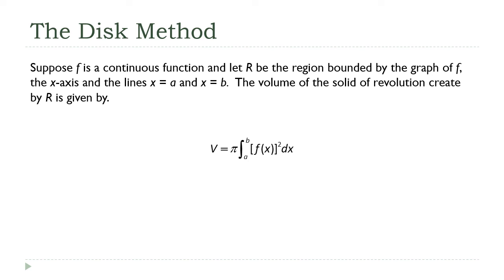And this has a name. It's called the disk method. If you look back at the diagram, those parallel cross sections look like disks. So this is where the name comes from. We're going to take this and look at some specific examples of how we can use this formula to find the volume of some solids.